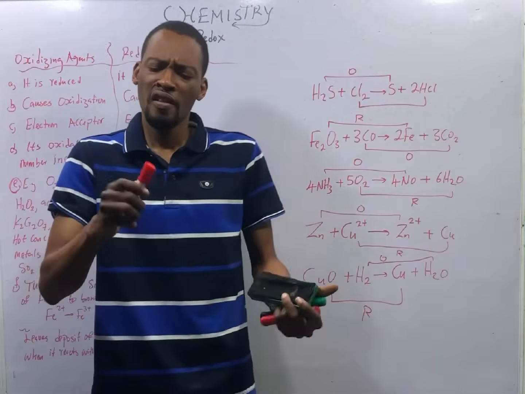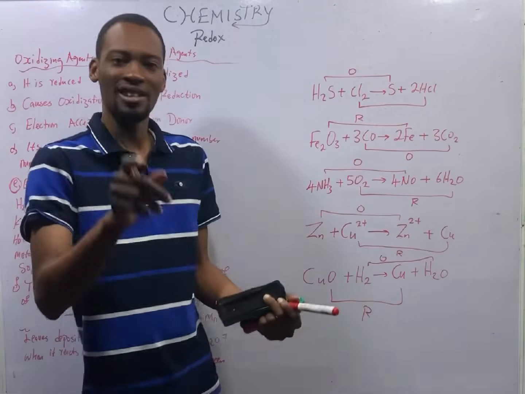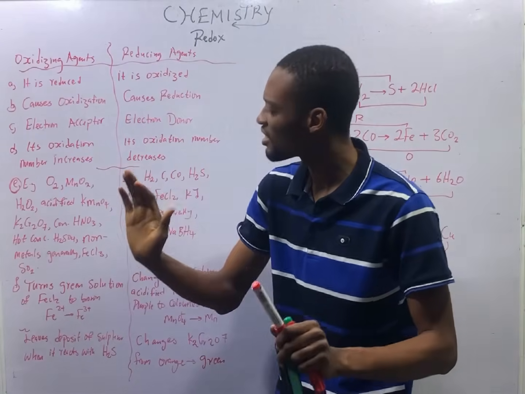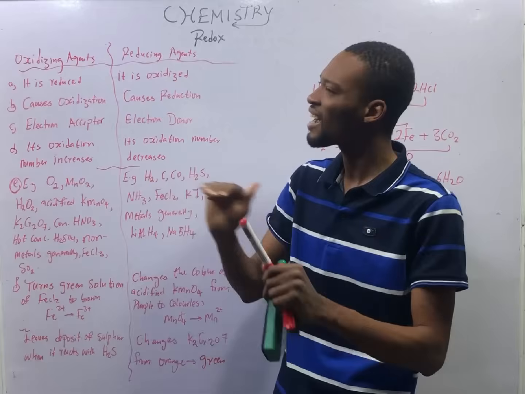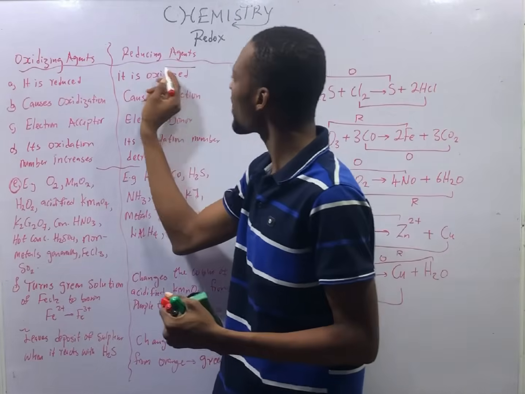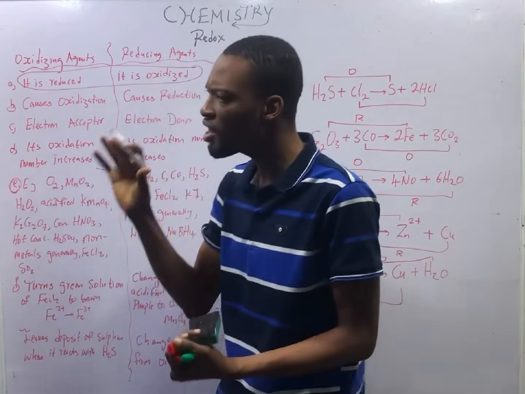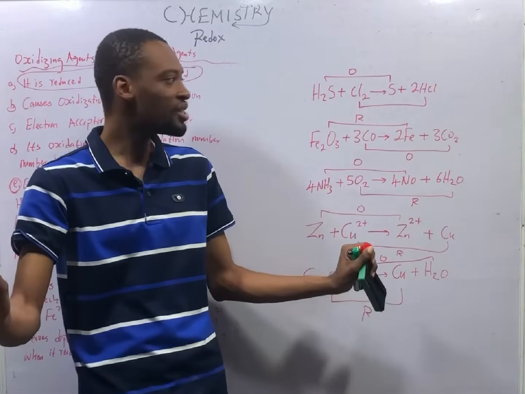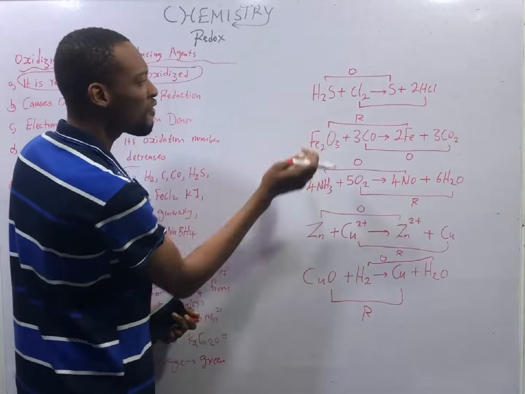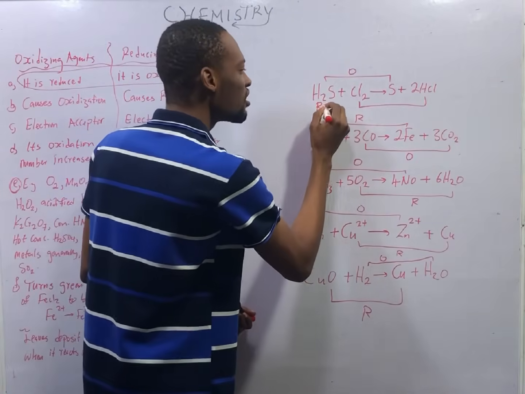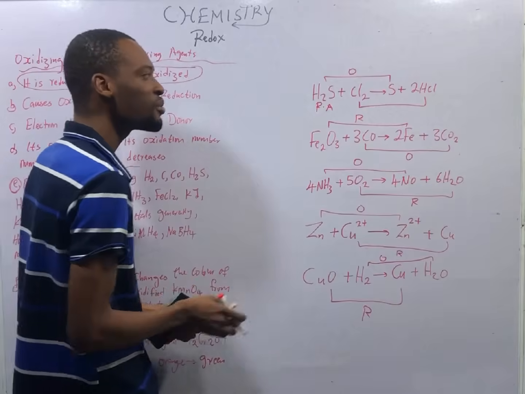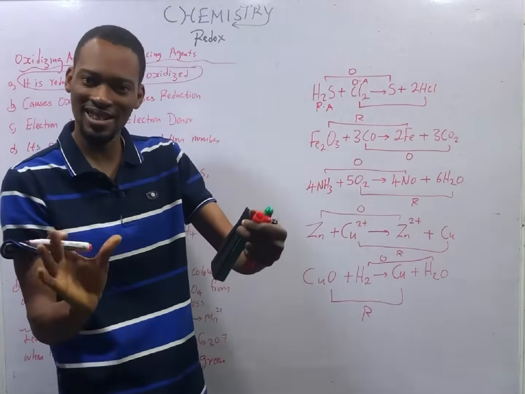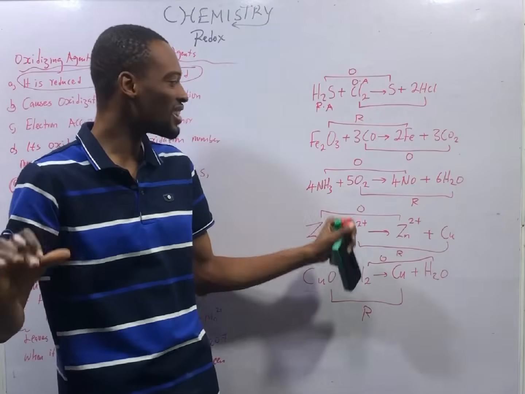Now, the one that is oxidized is the reducing agent, and the one that is reduced is the oxidizing agent. That is the basis of oxidizing and reducing agents. So this covers everything you need to know. If in any reaction you know the one that is oxidized, that is a reducing agent. In this case, hydrogen sulfide is oxidized, it is the reducing agent. Chlorine is reduced, it is the oxidizing agent. The one that is reduced is the oxidizing agent. The one that is oxidized is the reducing agent.